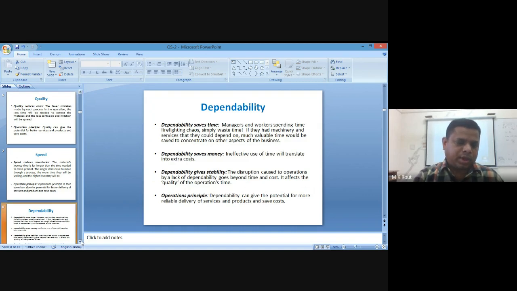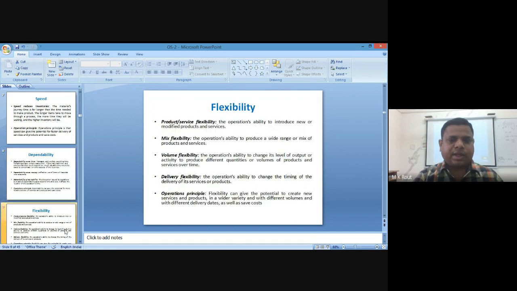Moving to the next one, the next one is flexibility. As I told, whenever the demand is increased, you need to go for your capacity planning. So for capacity planning, you have to adopt some kind of flexibility. In case of product flexibility, the second one is mix flexibility, the next one is volume flexibility, and the last one is delivery flexibility.